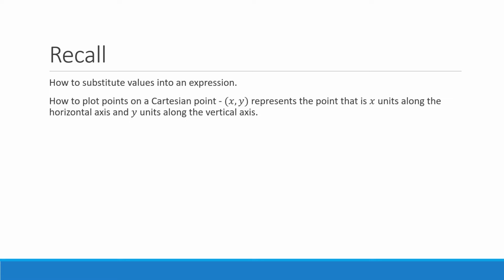Big things you have to remember are how to substitute values into an expression and also how to plot points on our Cartesian plane. That is, the x and y coordinates represent some point, x units along the horizontal axis and y along the vertical. That'll be important when it comes to our table.